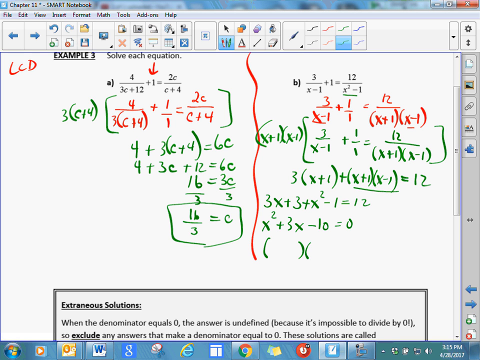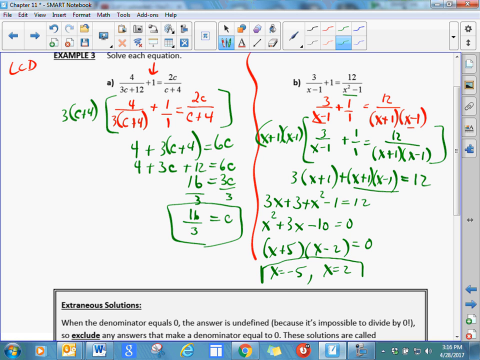And now I'm looking for factors. I'll do the easy AC method. What multiplies to negative 10 and adds to 3? I see 5 and 2. So it would be a positive 5 to get that 3 positive, and a minus 2. Set each factor equal to 0, and you get x is equal to minus 5, and x is equal to 2. And these are our two answers.